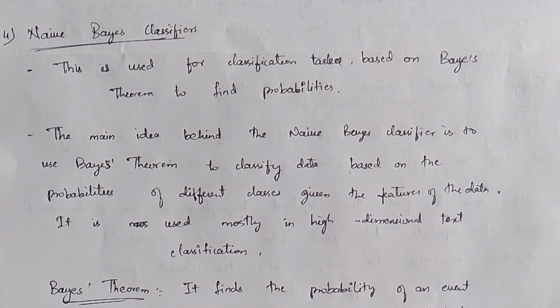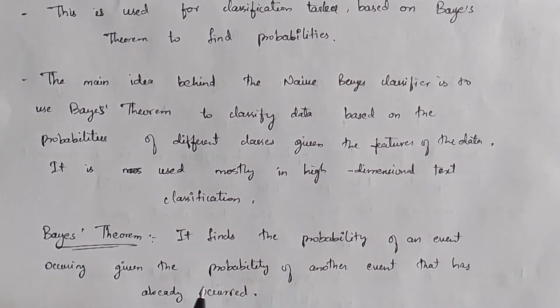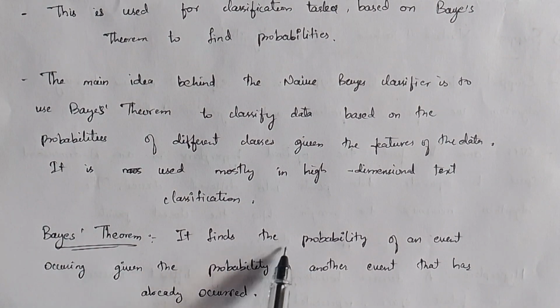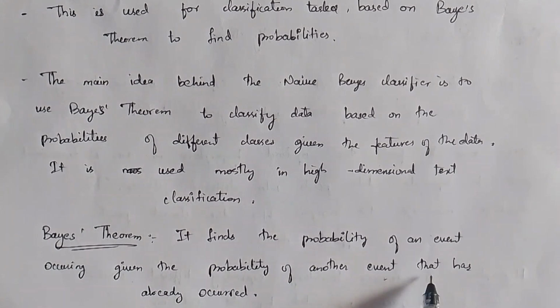This naive Bayes classifier is based on the Bayes theorem. Here we have our Bayes theorem. The Bayes theorem finds the probability of an event occurring given the probability of another event that has already occurred. This is what the Bayes theorem is.